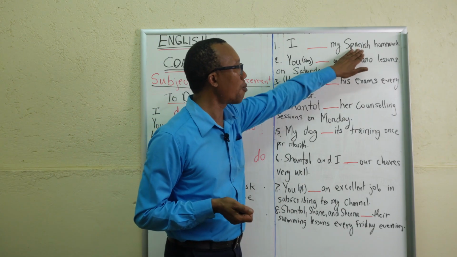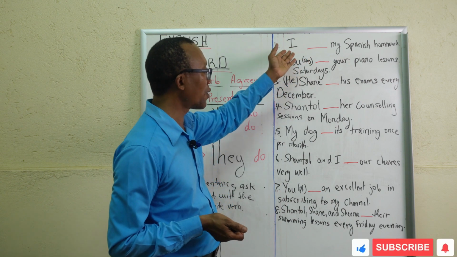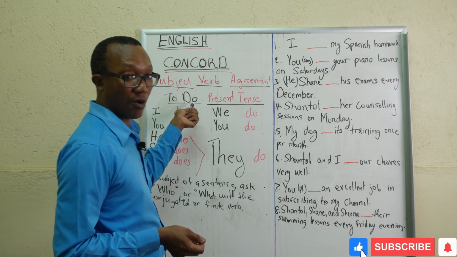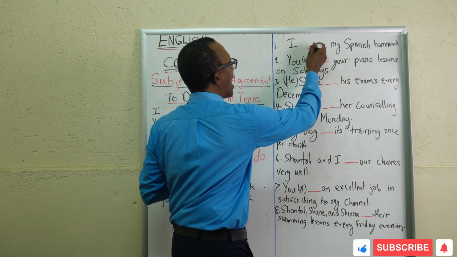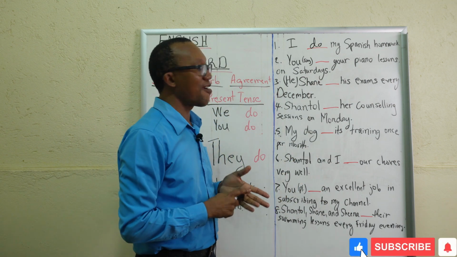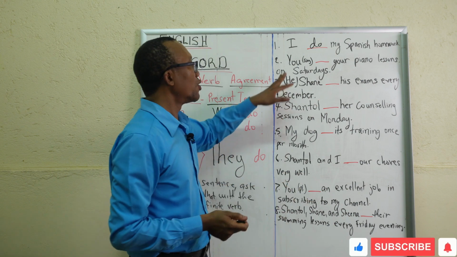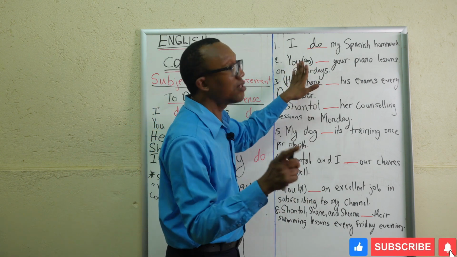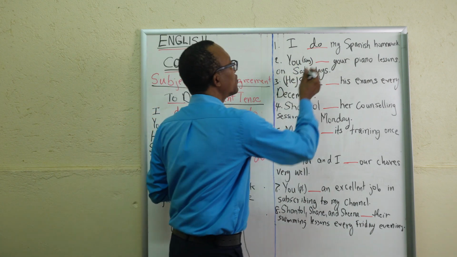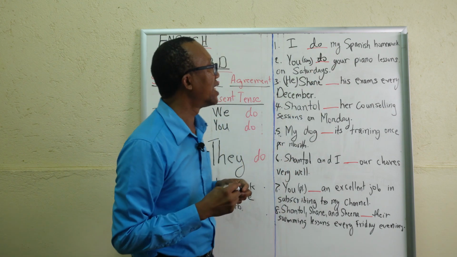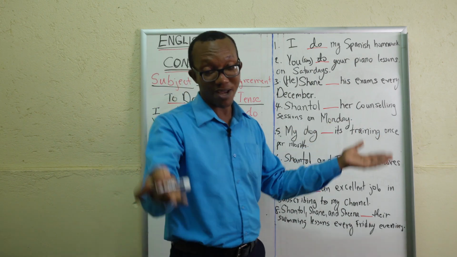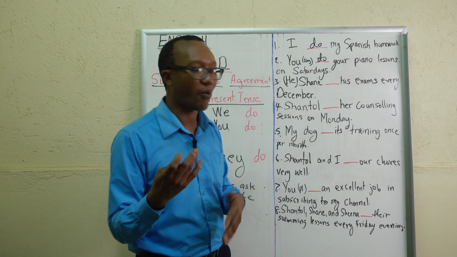Number one: my Spanish homework. Once you see I, the subject pronoun, you know the correct form of the verb that goes with I, and the auxiliary verb to do will be do. I do my Spanish homework every night, every weekend. Number two: you, singular. Is it you do or you does? Definitely you do. You do your piano lessons on Saturdays. Or, do you do your piano lessons on Saturday? We can also convert it to a question.